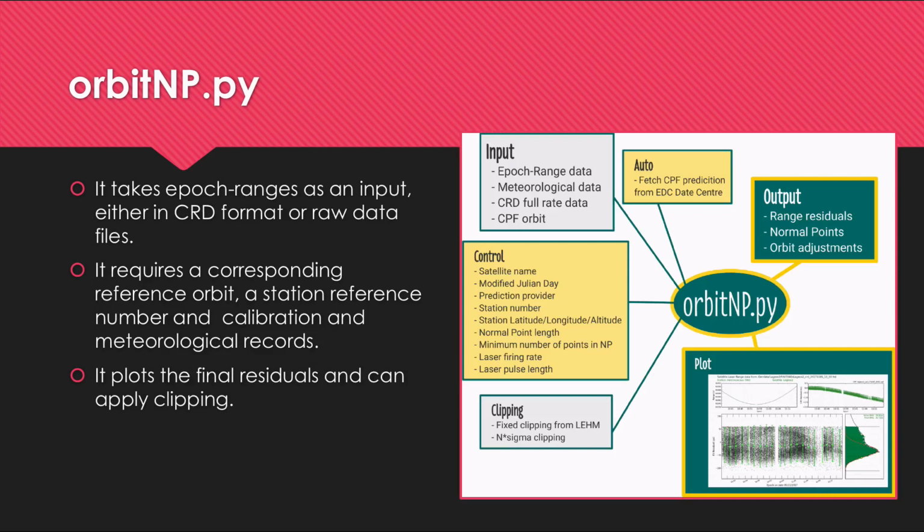It takes in epochs and ranges. This can either be in CRD format or a raw data file of just two columns, epochs and ranges. It requires the corresponding reference orbit. It needs to know what station this data came from. It needs to know the modified Julian day, and you can also include the calibration records and the MET records. If you put all that in, then you'll get out some final flat residuals and plots, which you can see in the bottom right corner, which look like that.